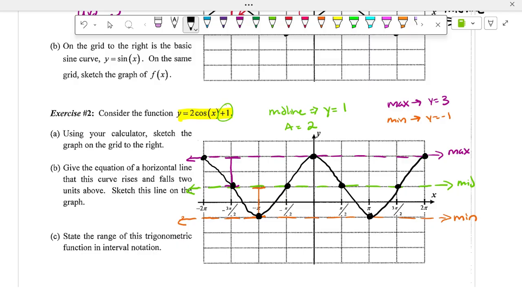So the equation of the horizontal line that the curve rises and falls 2 units above and below is the midline, which is at y equals 1. My bad, not y equals 2. You always got to put y equals and then whatever the c value is. If you don't put y equals, it's not an equation of a line.